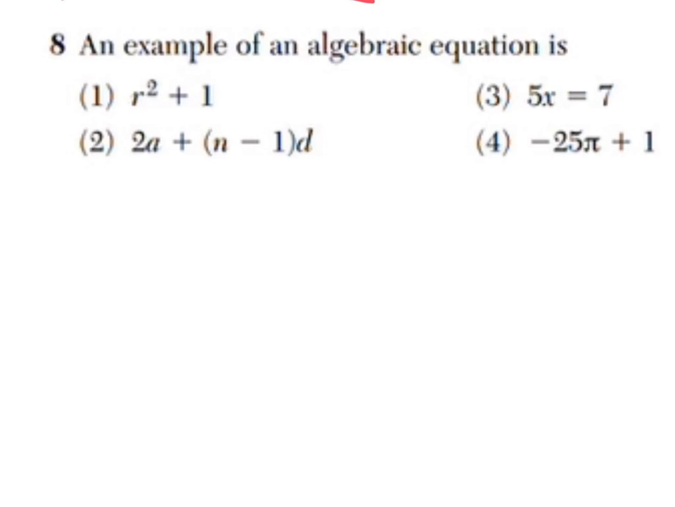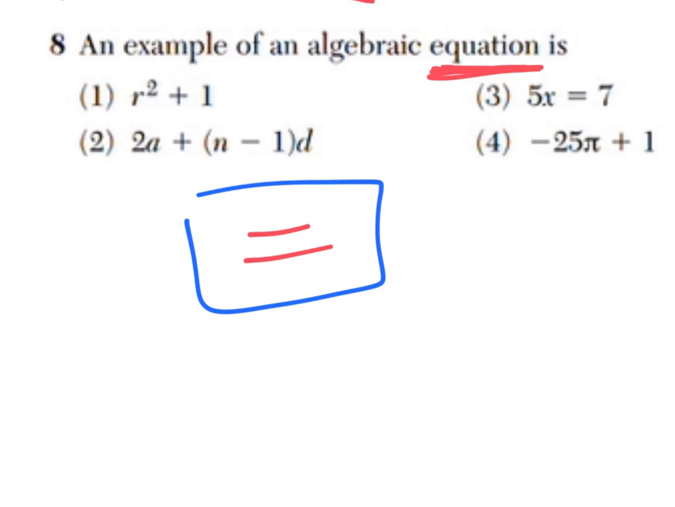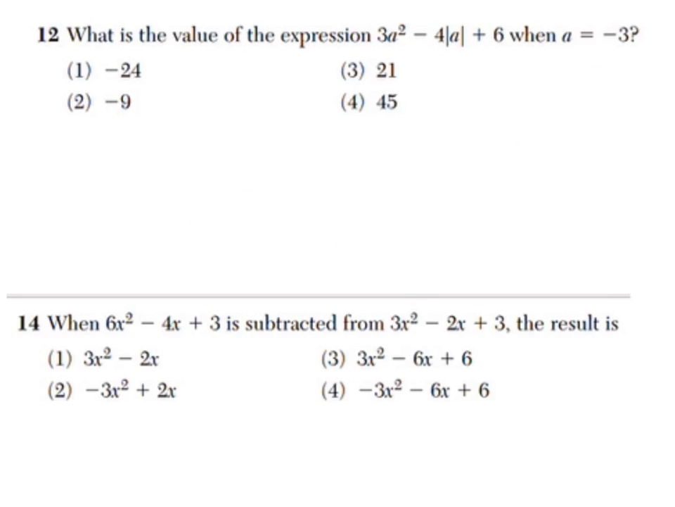It says, an example of an algebraic expression is what? So here we've got a number of items. One of these, however, is different. The key word I'm looking for is equation. So which here is an equation, or which has an equal sign? There's only one here that has an equal sign, and that's option number 3. And I know that because I see the equal sign right there. Option number 3 is the correct answer. Let's take a look at number 12.